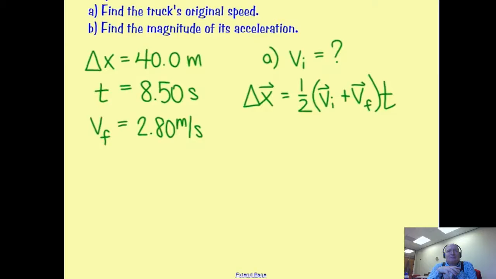Now, this problem doesn't have the variable we're solving for on the left-hand side of the equal sign. So let's rearrange some variables and solve for the unknown first, before plugging any numbers in. I'll start by multiplying both sides by 2.